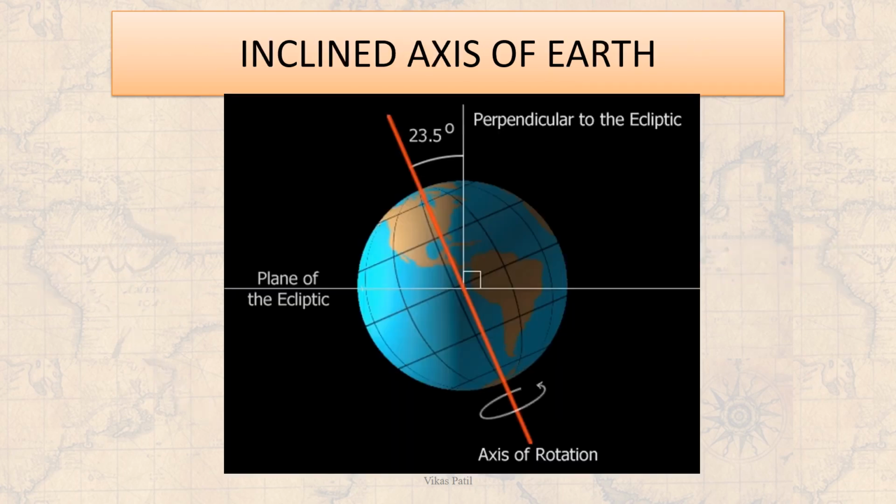Now I'm sure you know that the Earth's axis is inclined, it's tilted, it's not vertical. It's tilted to 23.5 degrees from the perpendicular of the ecliptic. This is the plane of the ecliptic, along which the Earth revolves around the Sun. So from the plane of ecliptic, Earth's inclination is 66.5, and from the perpendicular of the ecliptic it is 23.5. Right?